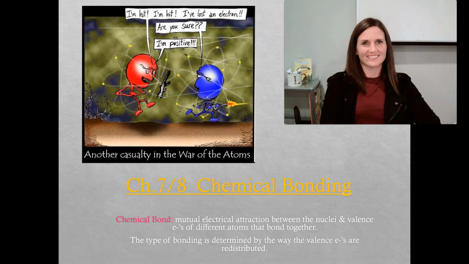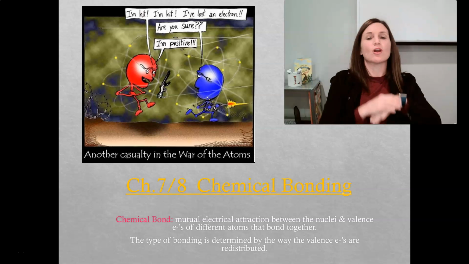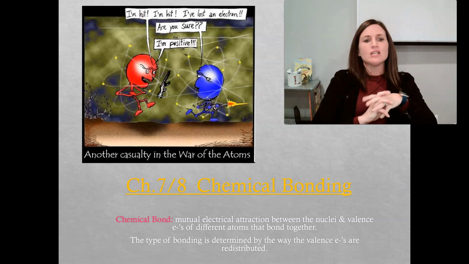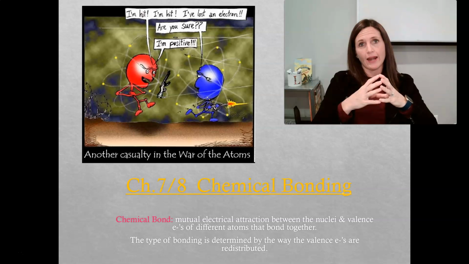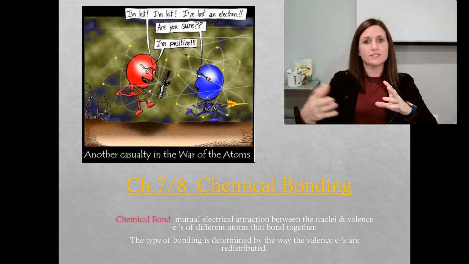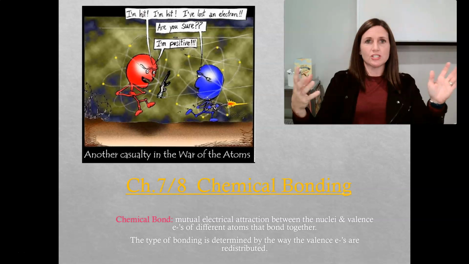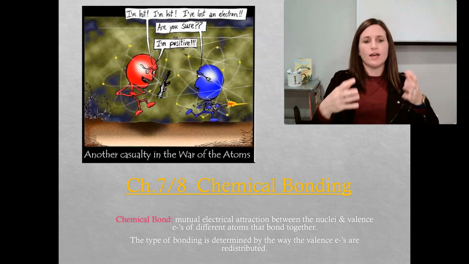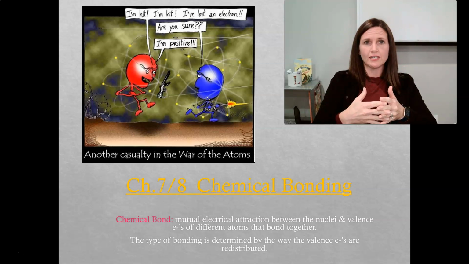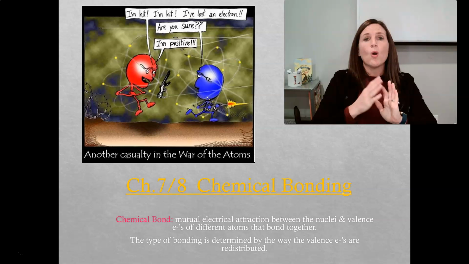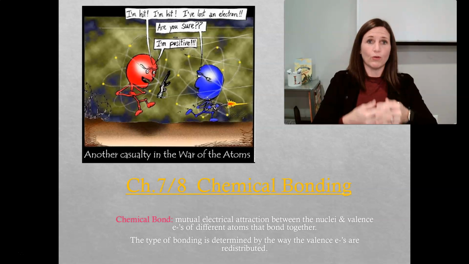Today we are talking about chapters 7 and 8, which are all surrounding chemical bonds. A chemical bond is the attraction that exists between the positive nucleus on one atom and the negative electrons on a neighboring atom, and the interaction that those two atoms engage in based on their mutual attraction and the number of electrons in their valence shell. The valence shell very often determines what type of bond an atom will form.